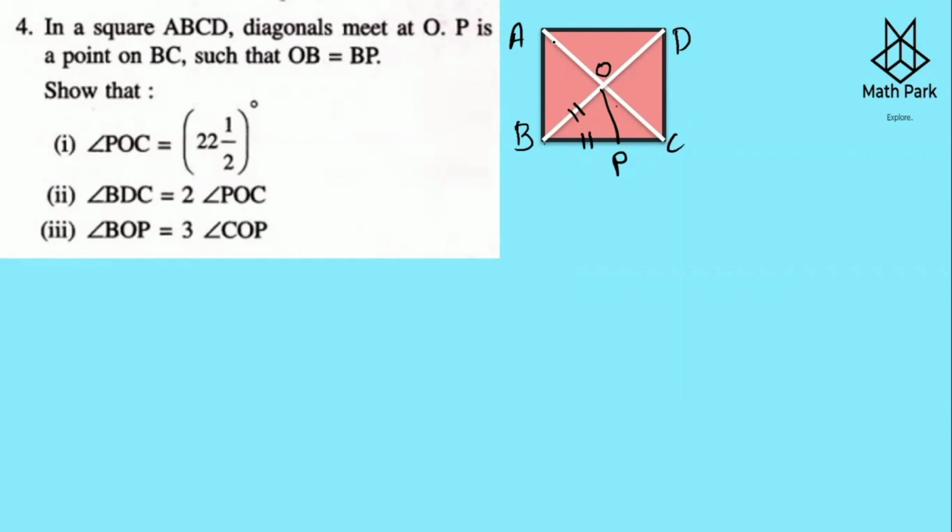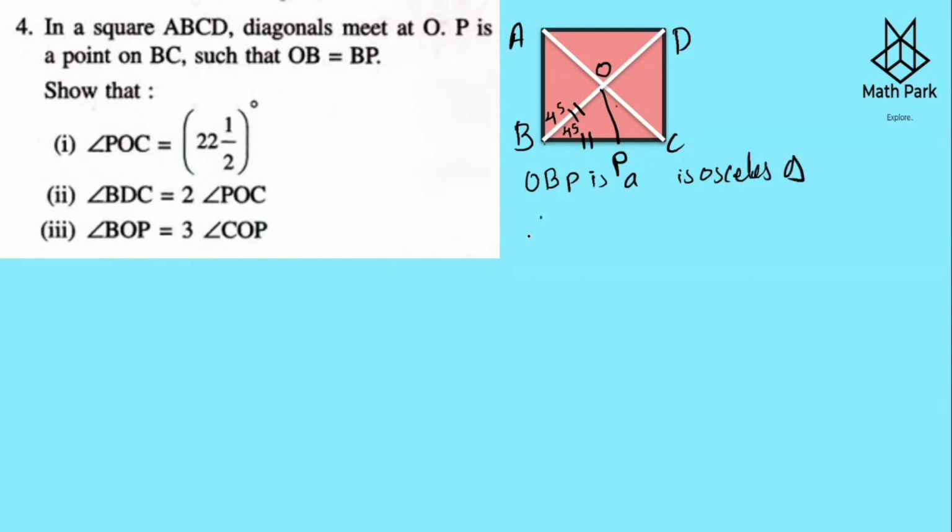So let's start. We know that each angle of a square is a right angle, and the diagonals bisect the angle. So that is why we get this angle as 45 and 45. Now, since we have BO is equal to BP, triangle OBP is an isosceles triangle.